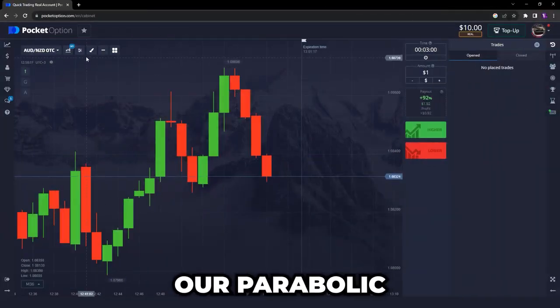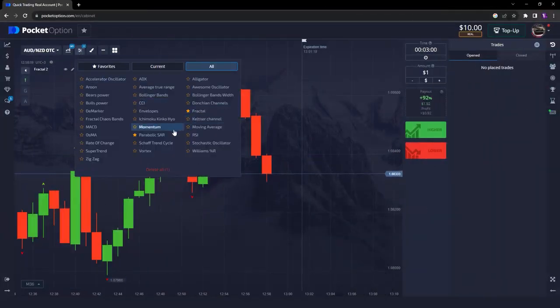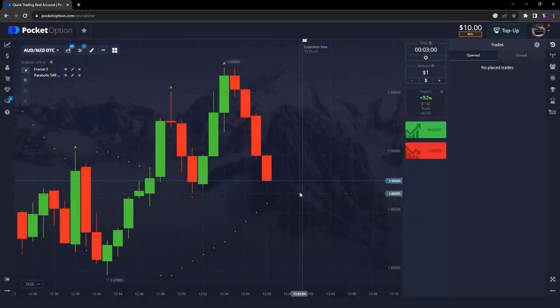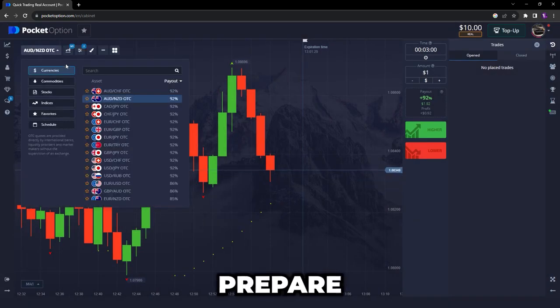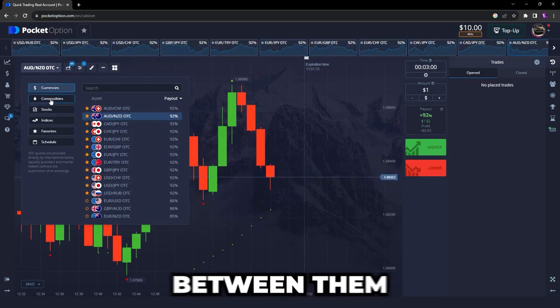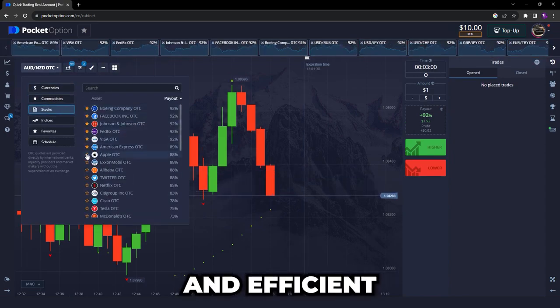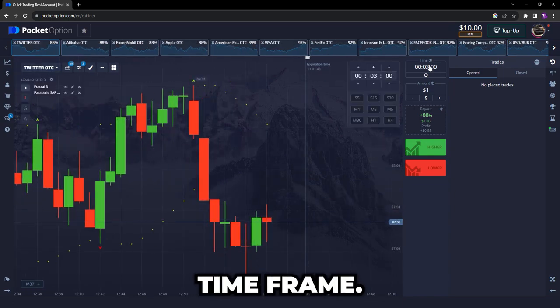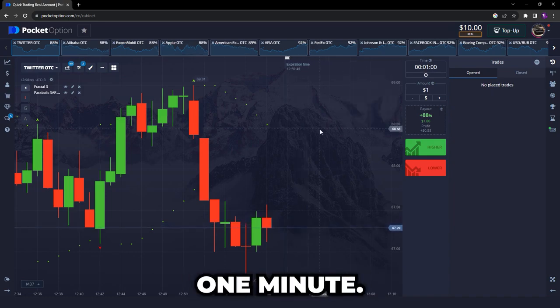Let's quickly set up our parabolic and fractal indicators. I will only change the period of fractal from 2 to 3. I always prepare instruments with high payouts before I start trading. Therefore, switching between them will be much more convenient and efficient for me. I will use a 1-minute time frame. Trade duration time will be 1 minute.